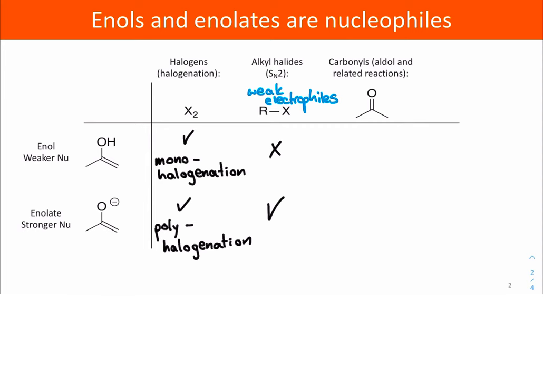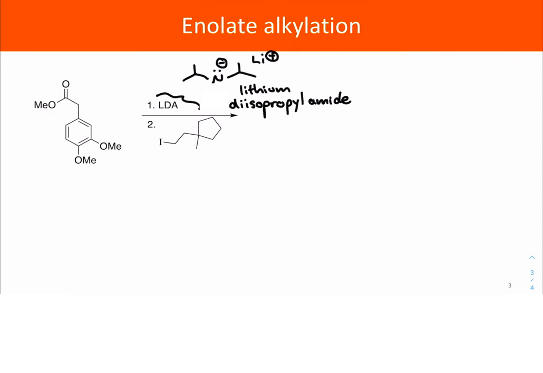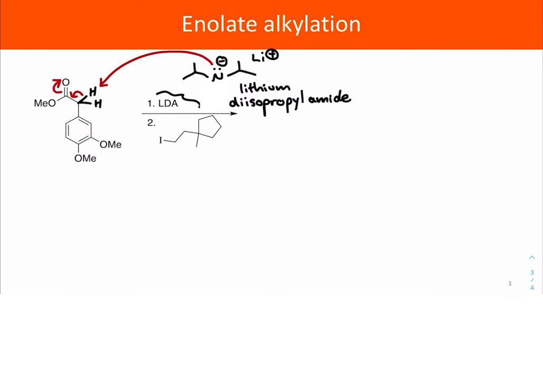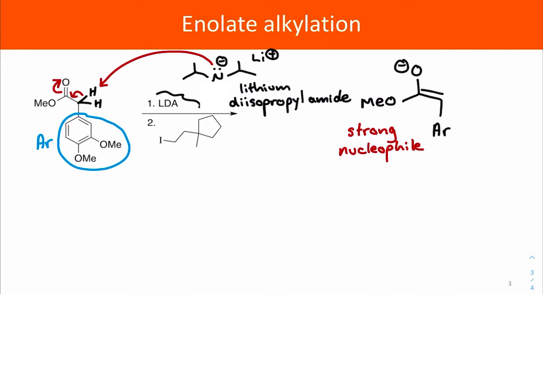Same general mechanism each time. So let's look at an example. The first step is LDA, or lithium diisopropyl amide. We ignore the second step for now because we haven't added that electrophile yet. So the first step is generating the enolate. The important thing about LDA is that it's a strong non-nucleophilic base. So instead of reacting at the carbonyl carbon, which could be problematic, we generate only the enolate here. And now we've generated the enolate, which is a strong nucleophile, and that's the end of step one.